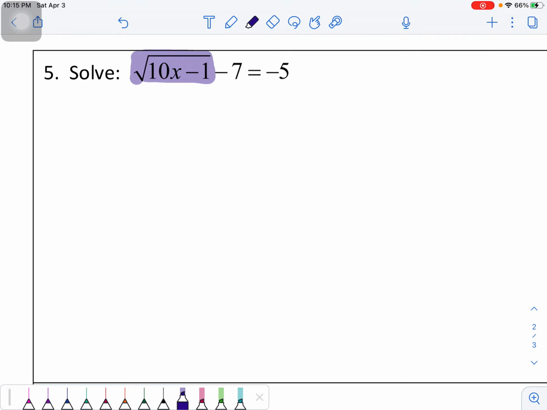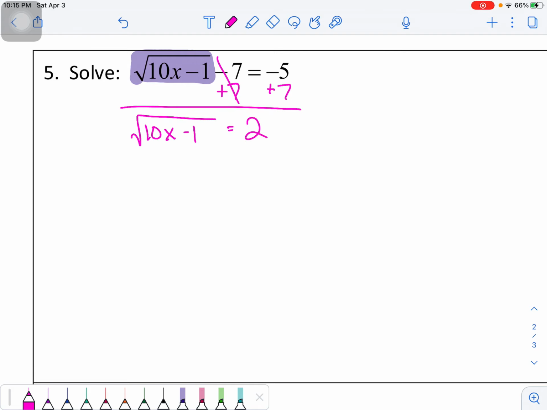Now, everything else that's on the same side as that radical, I want to get rid of. So that minus 7, I'm going to go ahead and add 7 to both sides. And so this way my square root is now isolated and I can continue solving from here. So I'm going to square both sides. Square and square root cancel. So 10x minus 1 equals 2 squared, which is 4.